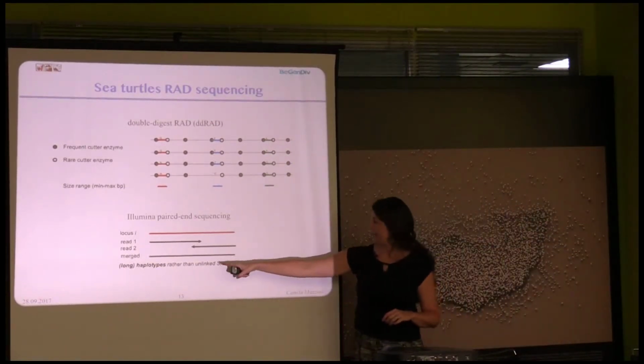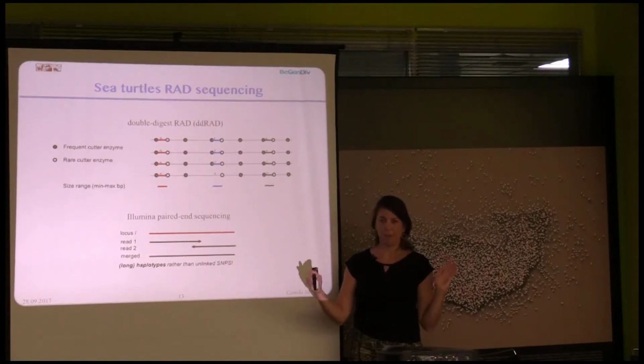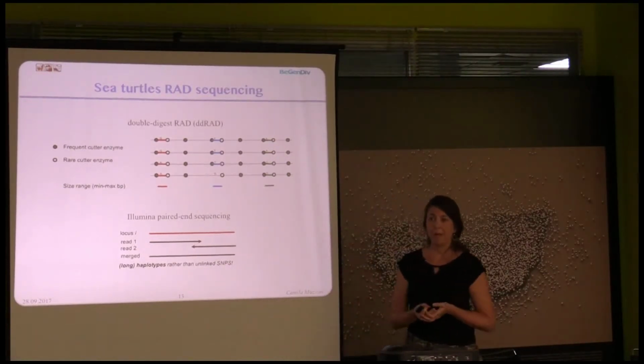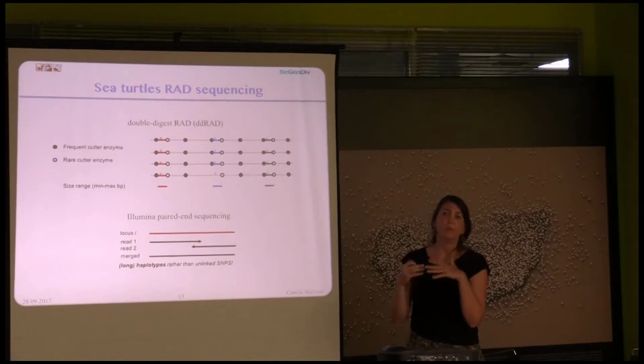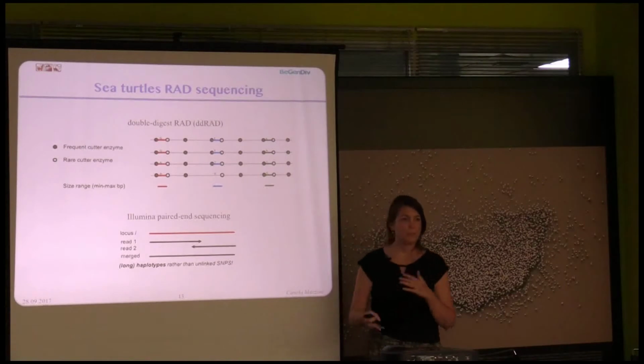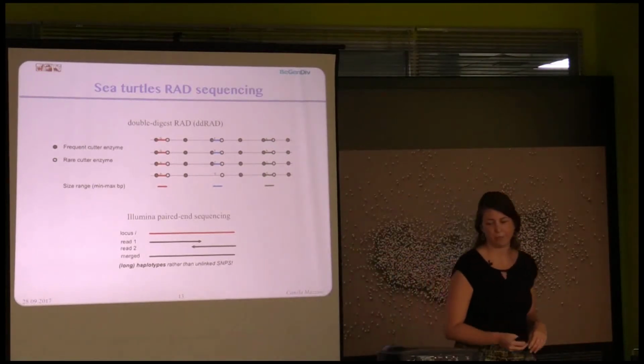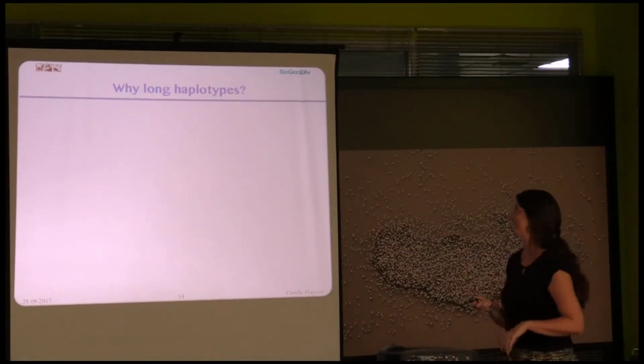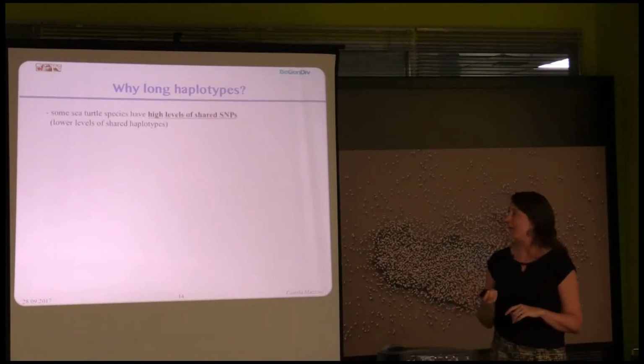So at the end of the day, we had long haplotypes, average 400 base pairs, instead of just getting SNPs, which is what most people try with RAD. They try to get one variable position so that they can do several tests afterwards. So why did we choose long haplotypes?